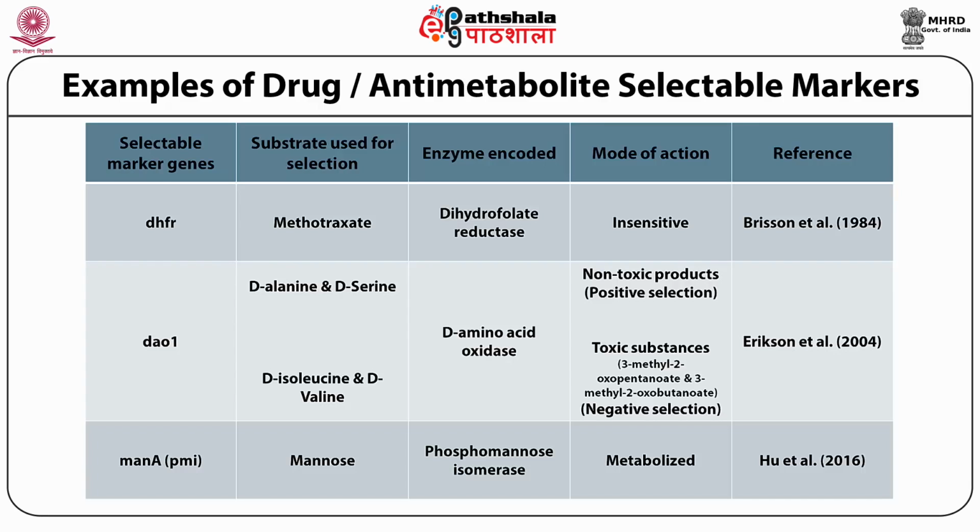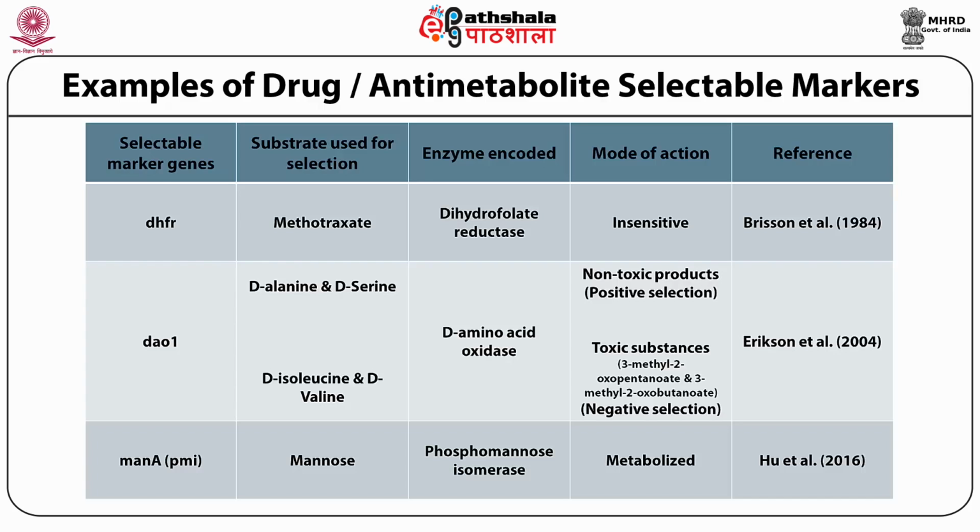This gene codes for D-amino acid oxidase, and expression of this enzyme can act on D-alanine and D-serine, which are toxic to plant cells. They are detoxified, and non-toxic substrates are produced, and in the presence of D-alanine and D-serine, when this enzyme acts, the plants can grow. This is a sort of positive selection like the earlier ones.